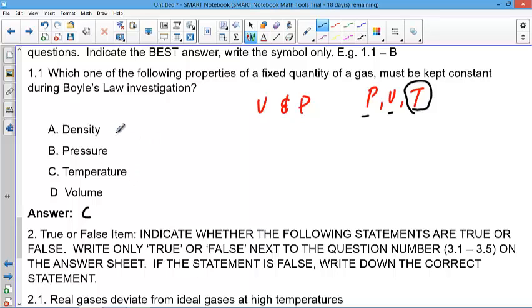Now, density has got nothing to do with Boyle's law. Boyle's law doesn't say anything about density. B. Pressure is affected by the volume, or the volume is affected by the pressure, and that's what we're investigating. We want to see the relationship between pressure and volume, and therefore we cannot keep pressure constant. What about volume? If we keep volume constant, that means the pressure will not change, or if we keep pressure constant, then the volume will not change, and that is not going to help us because we want to see the relationship between volume and pressure. Therefore we cannot keep volume constant. That means A, B, and D are incorrect. The only correct answer here will be option C.